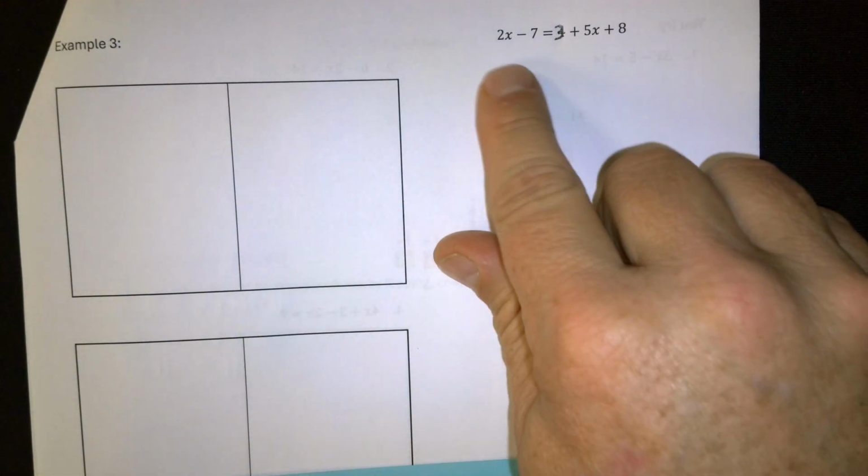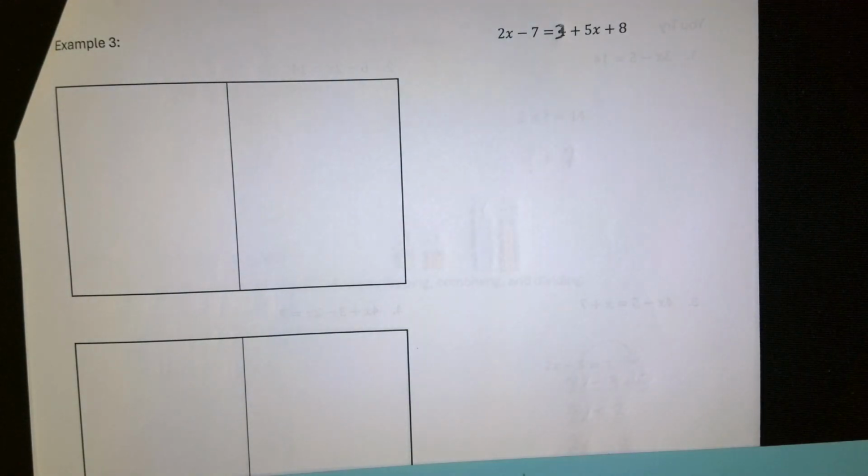So we're going to take a look at example 3 here, which is this equation. We have 2x minus 7 equals 3 plus 5x plus 8. For this one, you go ahead and build your tiles for it. If you're able to borrow some tiles to take home, I would do that now. So you can pause it, build it, and then I'll show you what the tiles I set up look like. All right, so hopefully you have that set up.